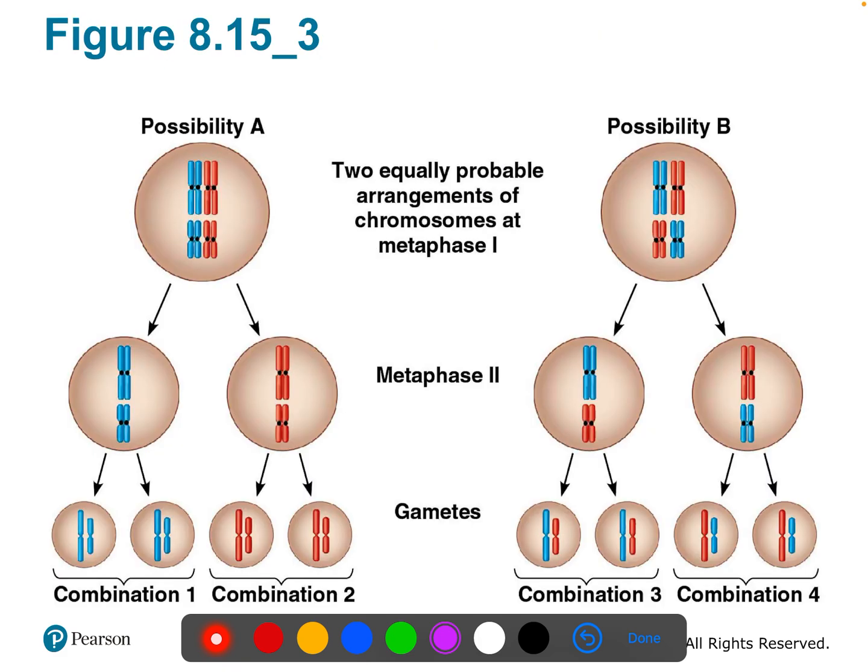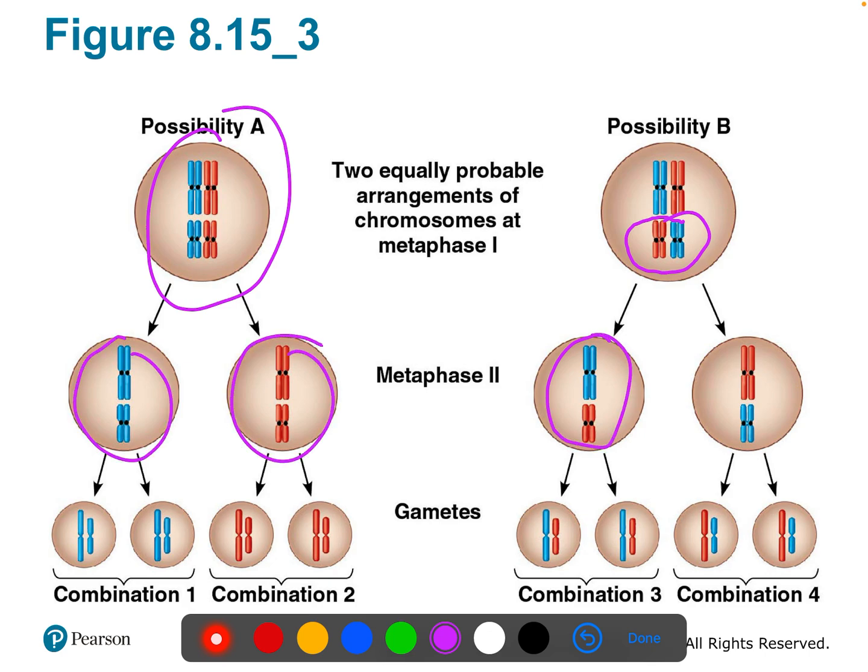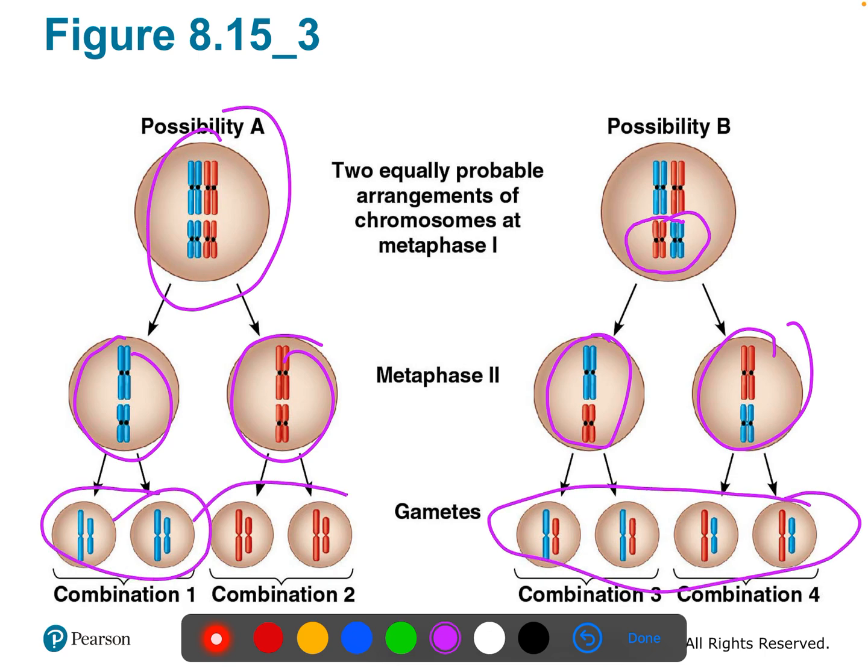So this is what independent assortment looks like here. You can see in possibility A how the chromosomes are lining up, blues on the left, reds on the right. But look what happens if this second pair here actually lines up red to blue instead of blue to red. Look at how it changes the daughter cells in comparison, and here and here. And then look at the daughter cells after it's all said and done. Instead of a blue homologous pair, red homologous pair, now I have blue and a red, blue and a red. So I have different combinations just by the way they lined up.